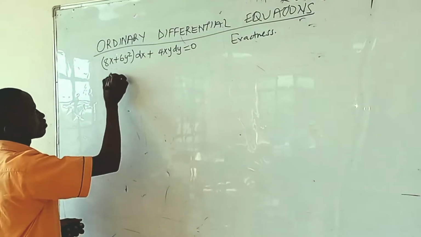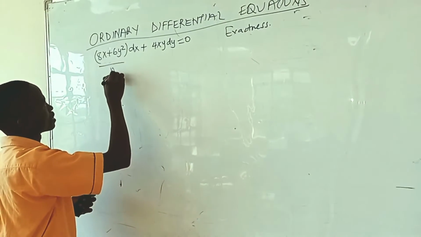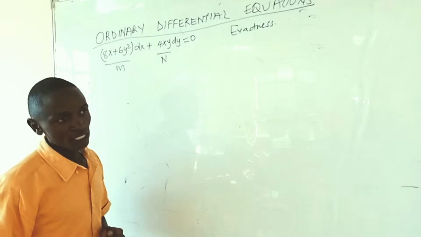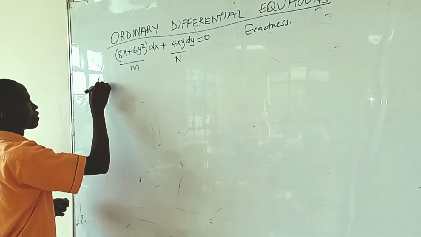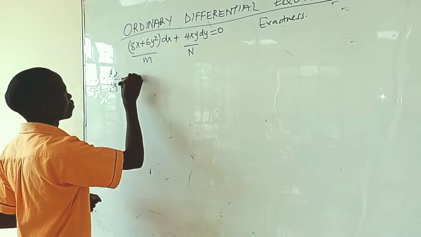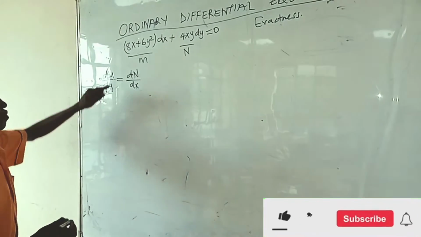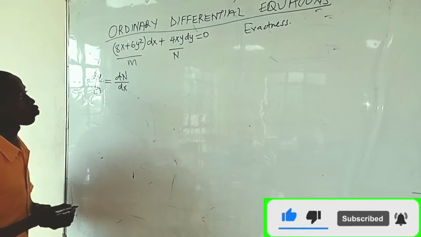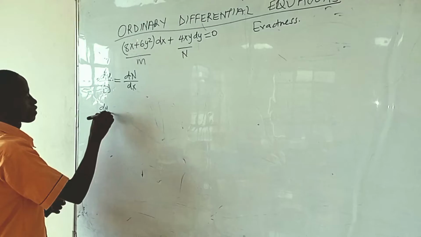So once again, you first have to identify the part that is the M, and this part with the x will be your M, and the other part with the y will become your N. So once again, what you normally do is first to differentiate your M with respect to y, and check whether it is equal to what you get if you differentiate N with respect to x. So what is the derivative of this part M with respect to y? It is dM/dy. So the part will be x.